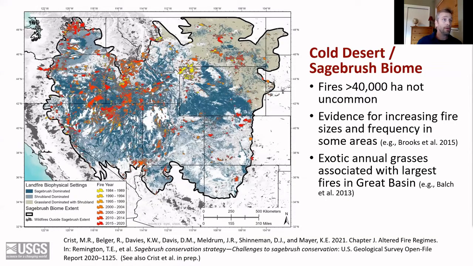So here's a more recent depiction of wildfire in the Western US, focused on the sagebrush biome, in which we can see a heavy concentration of large fires in the winter precipitation dominated portion of the cold desert.